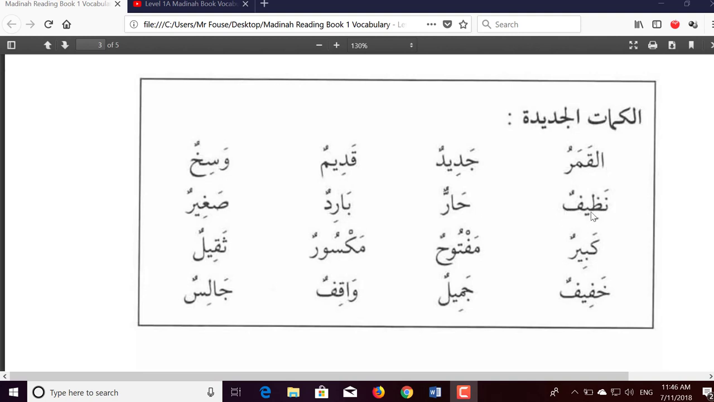Here, this follows the same elongation scheme as we had with Jadid and Qadim. So we have a noon with a fatha, na. We have a dha with a kasra, nadhi. And then that's elongated with the ya, nadhi. And then the fa with the dhammatan, fun, nadhi, fun. And then we would drop the final diacritical mark and we would simply say nadhif, nadhif.